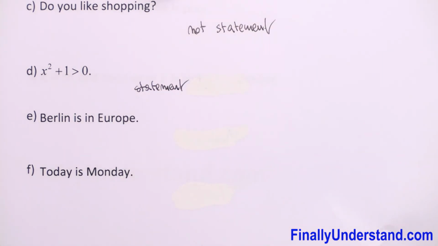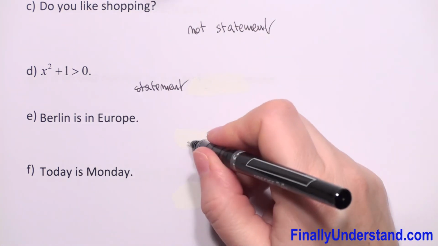Next example, we have Berlin is in Europe. Berlin is the capital of Germany. So we know that Germany is in Europe. So this is a true sentence. So this is a statement.